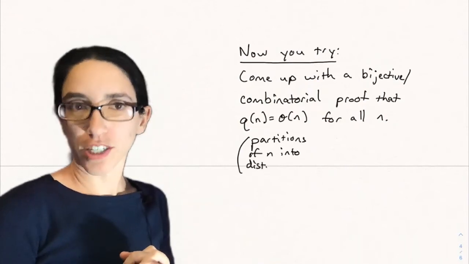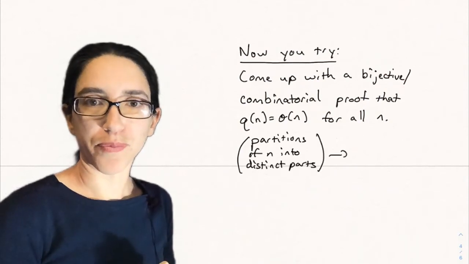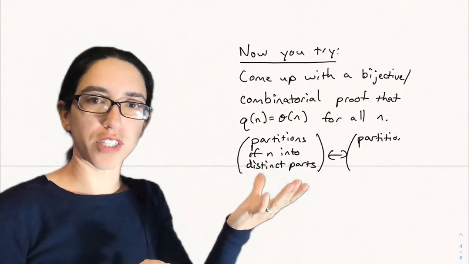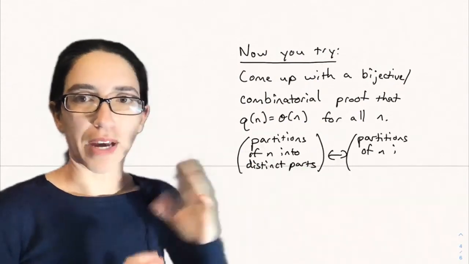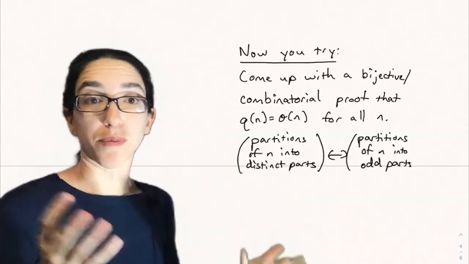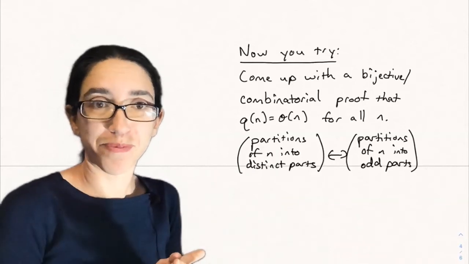And this will be a little bit harder of a proof than the algebraic proof, but it is still fun to work on. So try to show that there's a bijection between the partitions of n into distinct parts and the partitions of n into odd parts. How can you match them up? Maybe start with some simple small values of n and try to match them up.